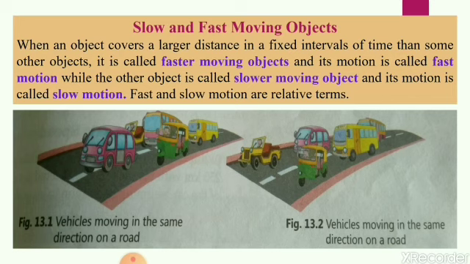It means that fast and slow motion, these two are relative terms. If only one object is present, then its motion cannot be said to be fast motion or slow motion, because fast motion and slow motion are relative terms. We have to compare one object with another, to say whether it is moving in fast motion or slow motion.